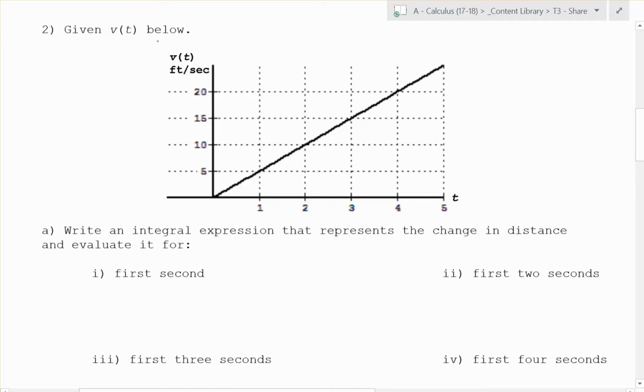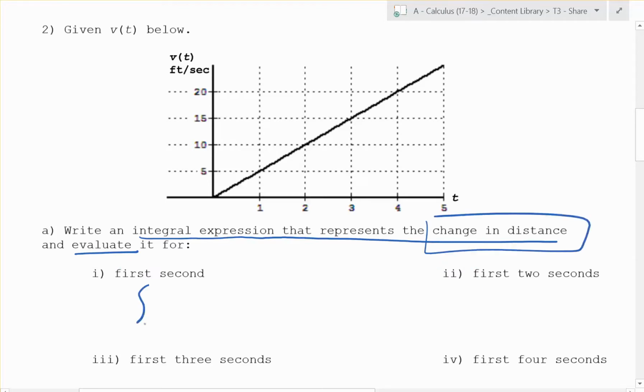And we're going to write an integral expression that represents the change in distance and evaluate it for the first second, and then the first 2 seconds. So what is this integral expression going to be? Remember, it's the change in distance. So it's going to be the integral from 0 to 1 of v of t dt.